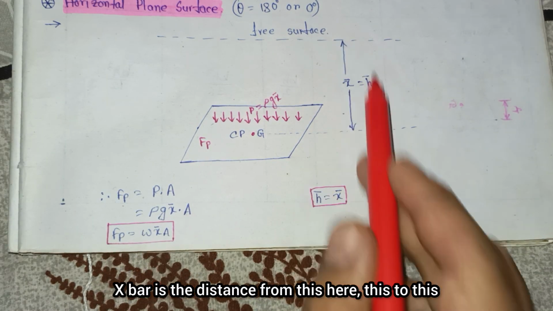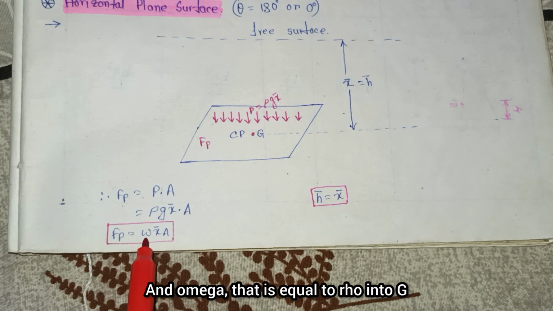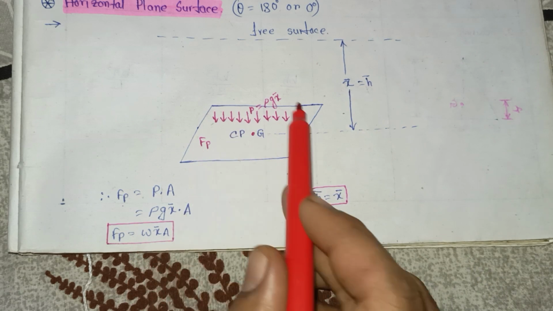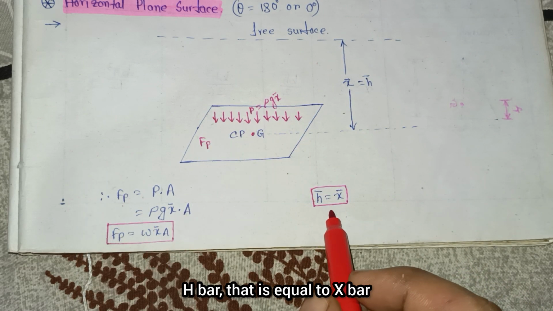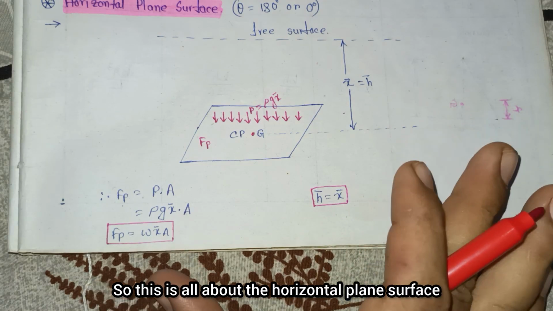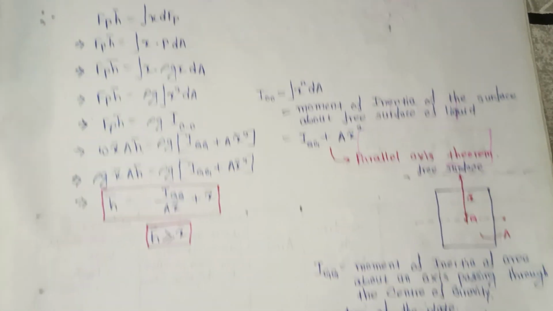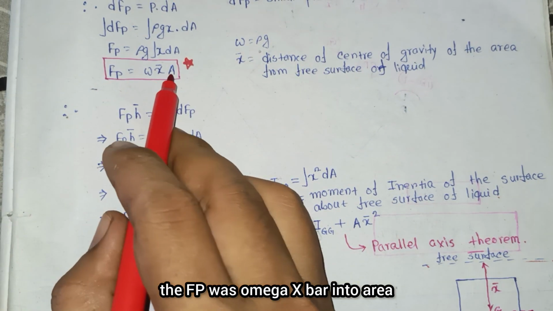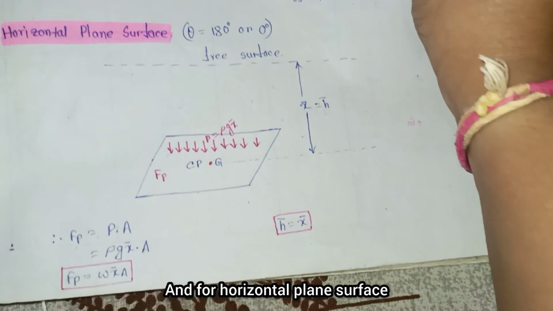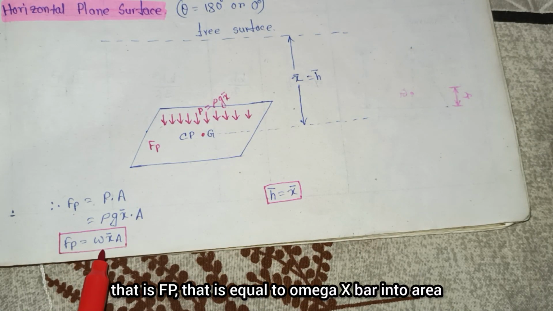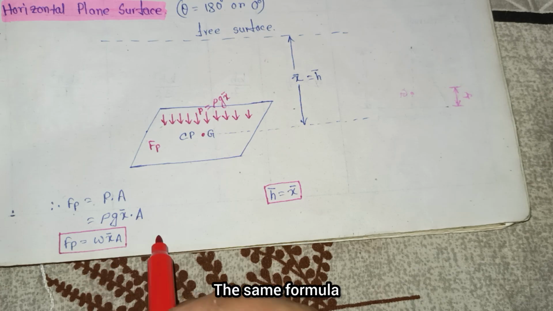X bar is the distance from here to here, and omega is equal to rho into g, and A is the area of the plate. And here h bar is equal to x bar. So this is all about the horizontal plane surface. So for the vertical plane surface, the Fp was omega x bar into area, and for the horizontal plane surface, Fp is equal to omega x bar into area, the same formula.